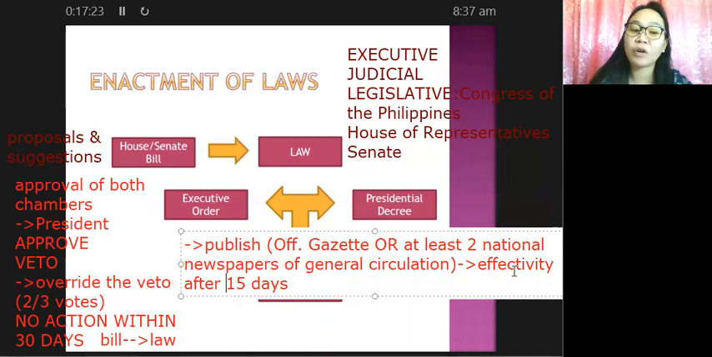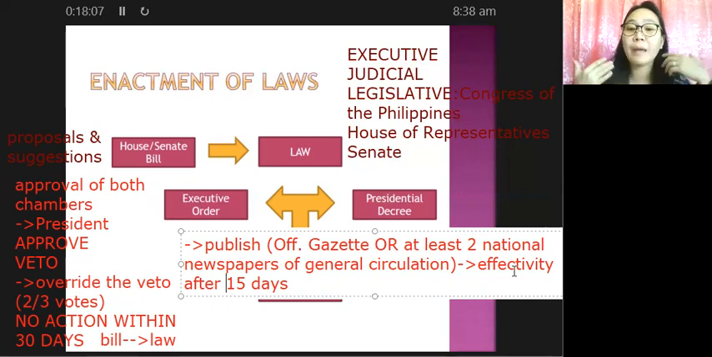Number one, he or she can approve the bill and it becomes a Republic Act. Or the president may veto the bill, and it needs a two-thirds vote in order to override the veto. After garnering a vote of two-thirds from both houses, it becomes a law. And lastly, if there is no action within 30 days by the office of the president, the bill automatically becomes a law. So after that, you now have a law, you now have a Republic Act.